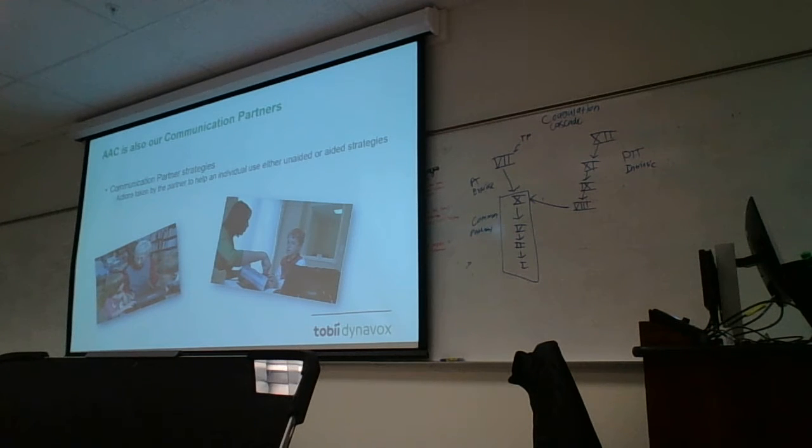Okay. So AAC is obviously communication partners and how you communicate with someone that's trying to communicate with you. And with the new iSeries devices, we did create a partner window, which you'll be able to see on the back of the devices. There's a small window that projects what the person is typing or what they're trying to communicate. This was created to encourage eye contact with the user.